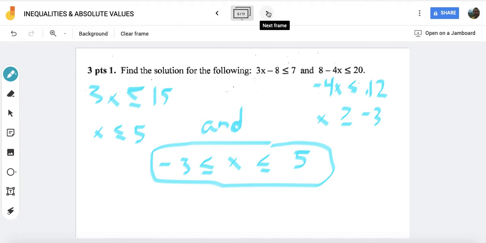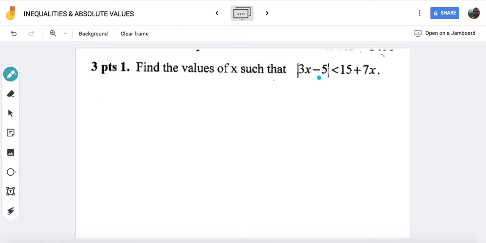Maybe the 3-point question this year will be an absolute value problem. Here's an absolute value problem. Trickier than the previous thing we did, I think. When we have absolute value, we want to get the absolute value by itself, and then we'd like to look at the different values that it could equal.